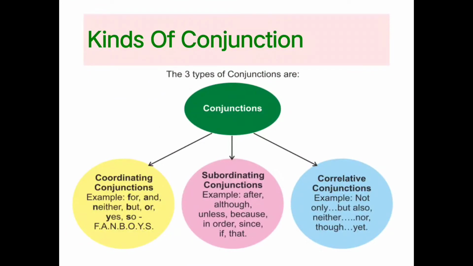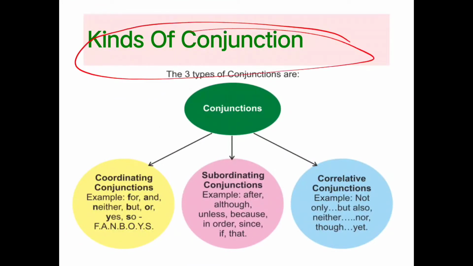Now we have to work on kinds of conjunctions. Here we have three kinds of conjunction. Number one is coordinating conjunctions. You can see here on your screen, and the examples for this are for, and, nor, but, or, yet, so, and the abbreviation of this is FANBOYS.